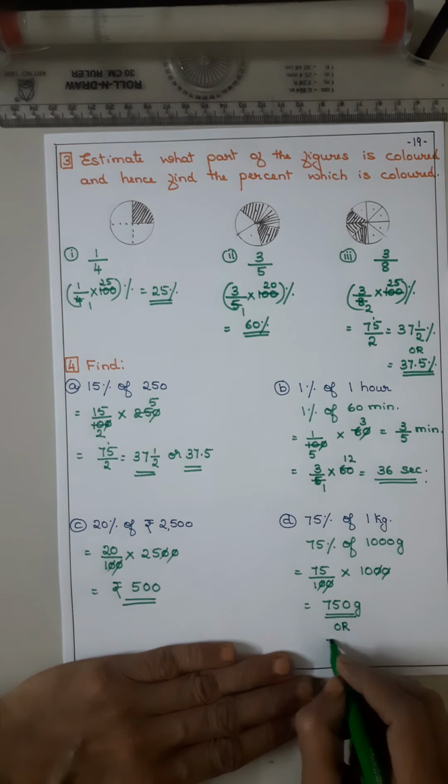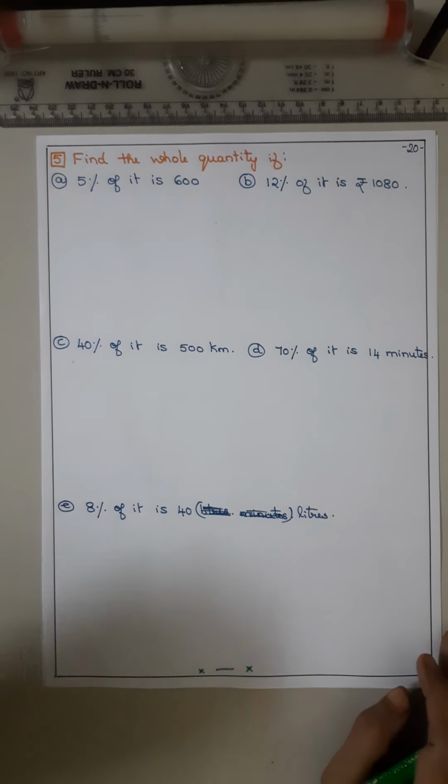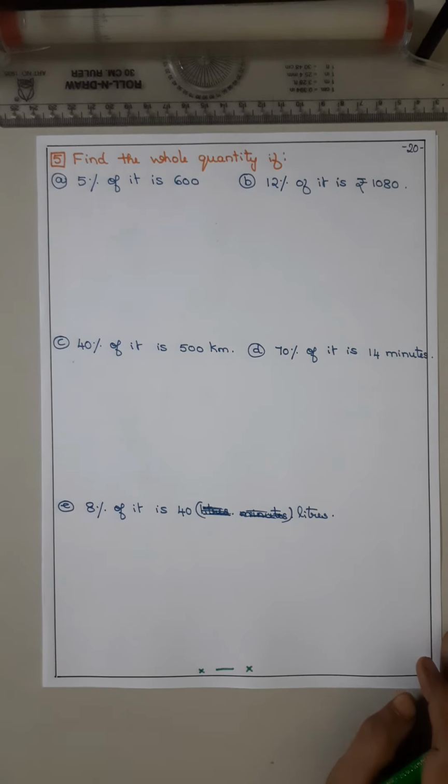Up to D. Now coming to the fifth question, find the whole quantity. Now you don't know, 5% of it is 600. इसके लिए क्या डालेंगे हम? 5% of x is equal to 600. समझ में आ रहा है? So इधर whole quantity को find out करने का. So 5% means 5 by 100 into x is equal to 600.